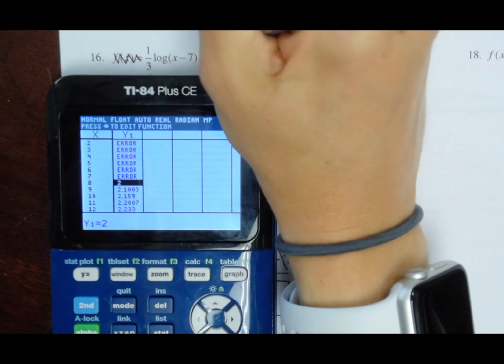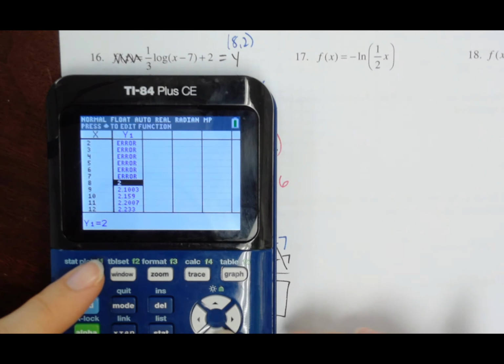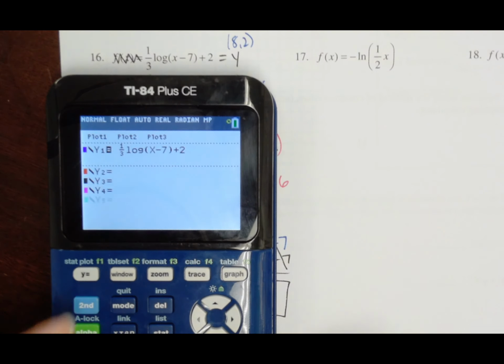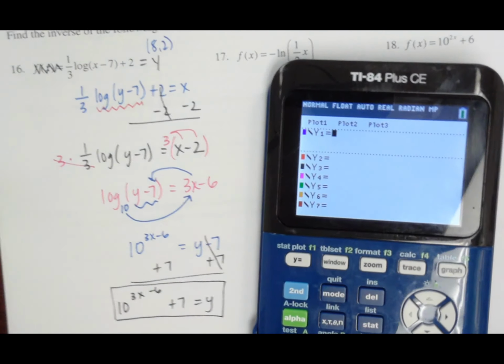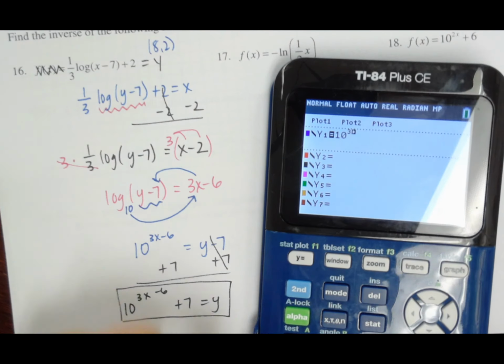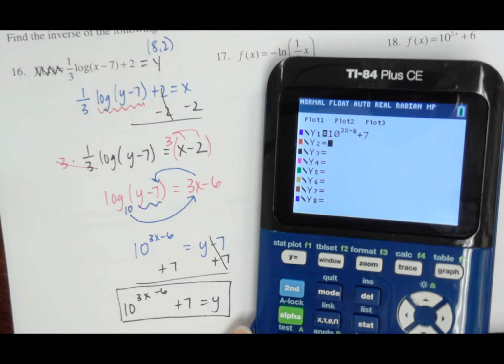So since 8, 2 is on the original function, the point 2, 8, so the inverse of that, should be on the inverse function. Because if you graph the inverse function, based on how that graph looks, I think it's going to be hard to tell visually whether or not the graphs are inverses. So I'm going to go ahead and clear that out, and then type in our inverse, which is 10 raised to the 3x minus 6, arrow over and hit plus 7, and go ahead and graph.